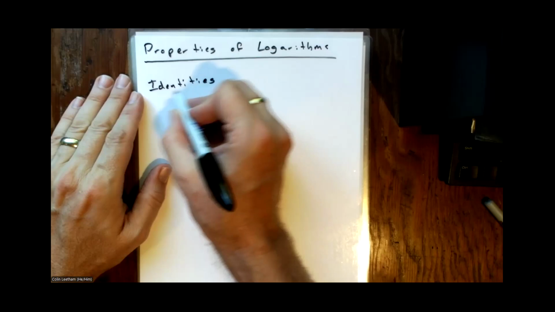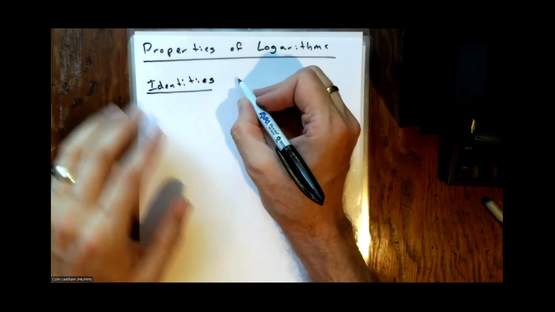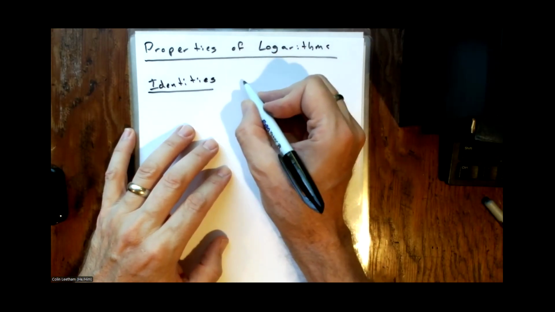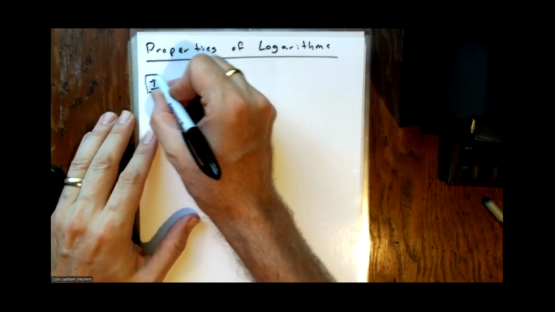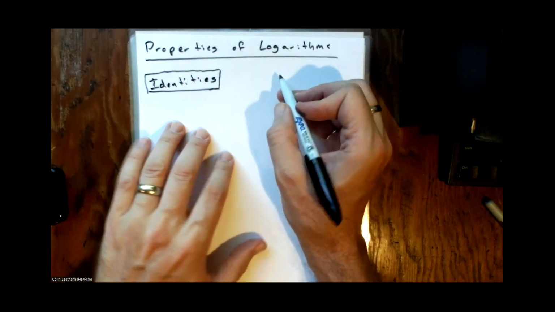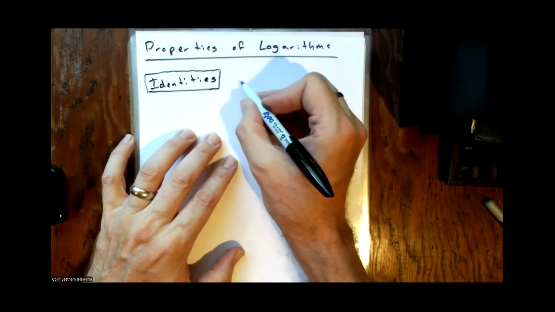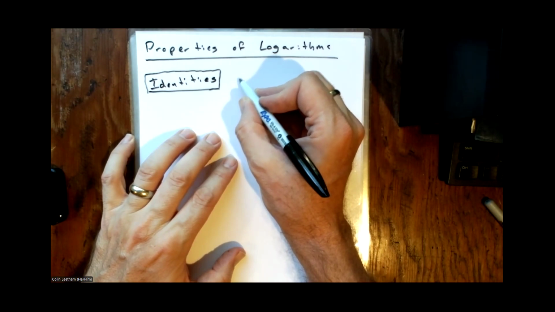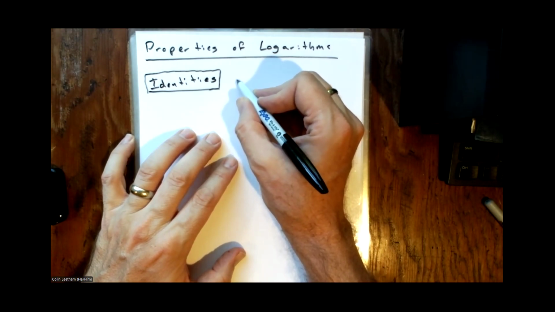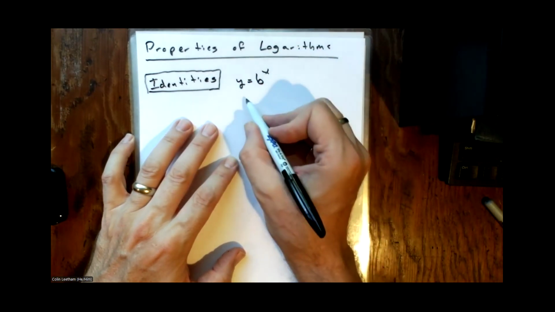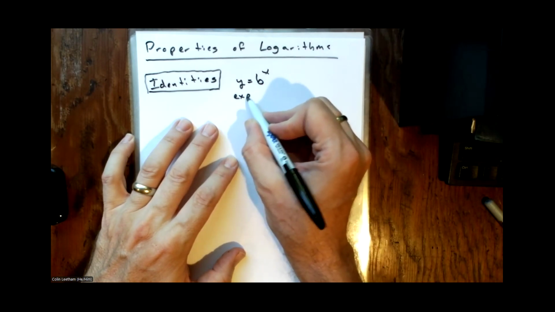Now, the first thing that I always like to discuss when we're talking about identities is, of course, that it's really important to know what a logarithm is. I believe we covered that in the last video. It starts basically with an exponential expression. Say I've got something like y is equal to some base number to the x. So this would be an exponential form.